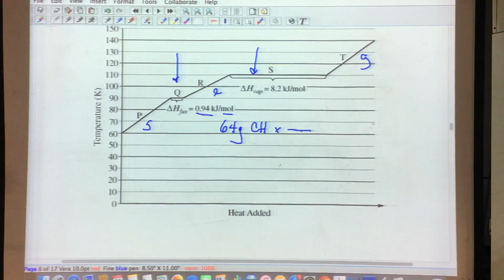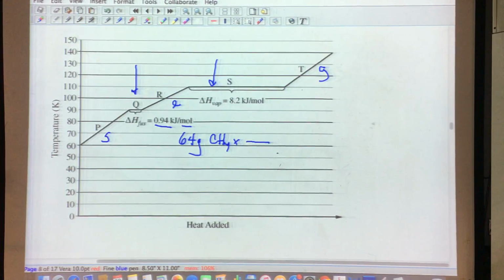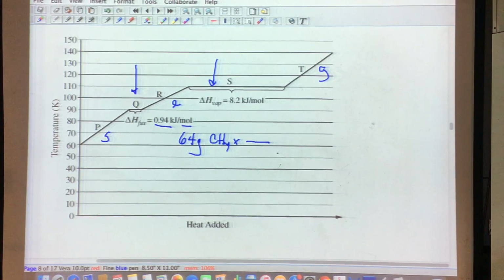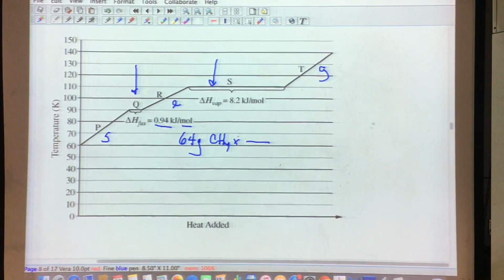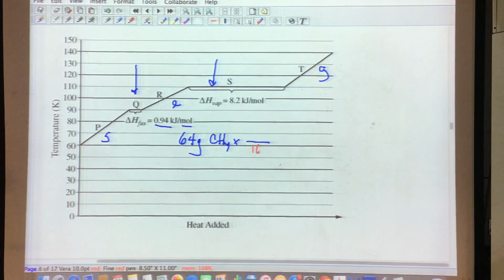They were nice enough to give us that methane is CH4 and the formula mass of methane in the problem was 16. I think we know that because we go to the molecular mass party and memorize these. So there's 16 grams per 1 mole. 64 divided by 16 gives you 4.